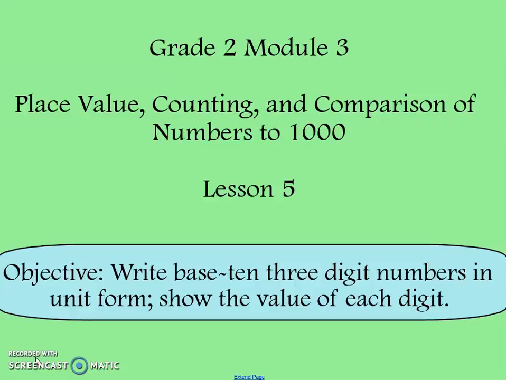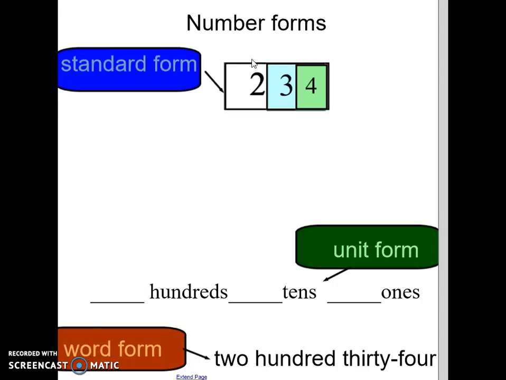Okay, today we're going to do Module 3, Lesson 5, and our objective is to write base 10 three-digit numbers in unit form and to show the place value of each digit. So we're going to look at the number 234. Now, when you have a number written like this, with the three digits together, this is called standard form. This is normally how we write numbers.